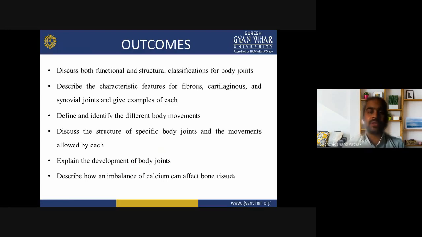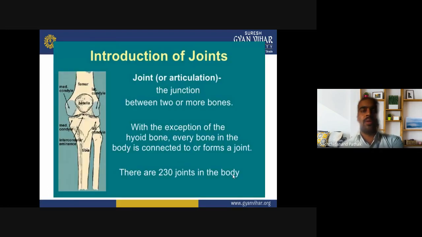You can describe the structure of a specific body joint and the movement that it allows, because joints allow particular types of movement, and you can explain that movement. Now, to start the joints, we must understand that a joint is just the junction between two or more bones. When two or more bones connect to each other, that is called a joint.